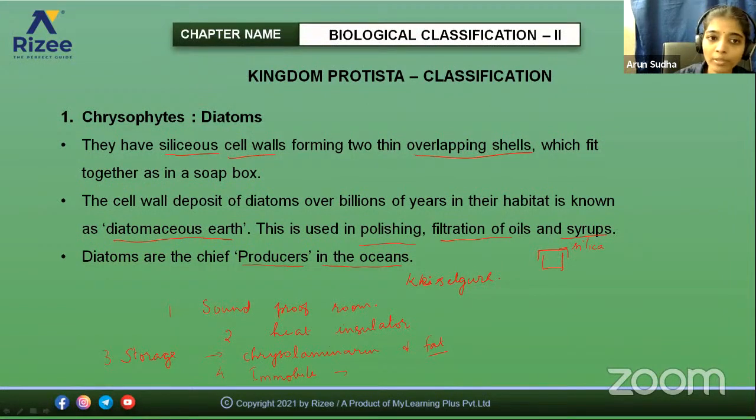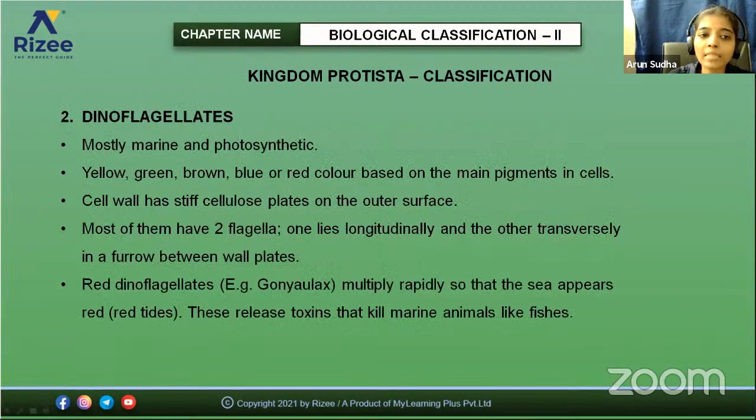So we'll move on to the next type, that is Dinoflagellates. So what do you mean by Dinoflagellates? The main difference here is they have two flagella. There we saw that the diatoms are immobile. Here most of them have two flagella. That is, one lies longitudinally and the other transversely in a furrow between the wall plates.